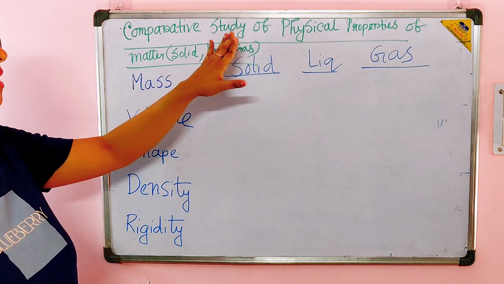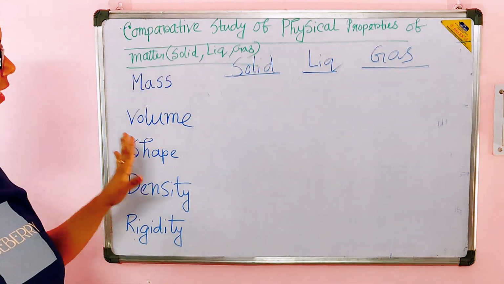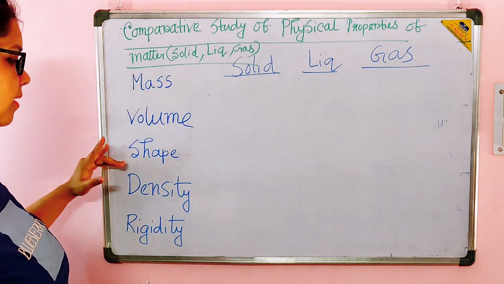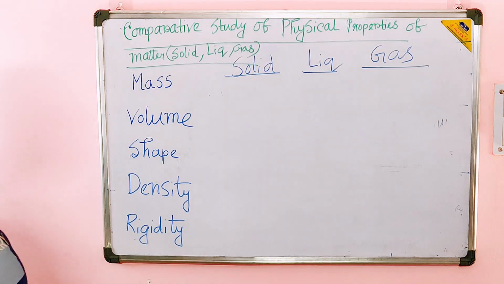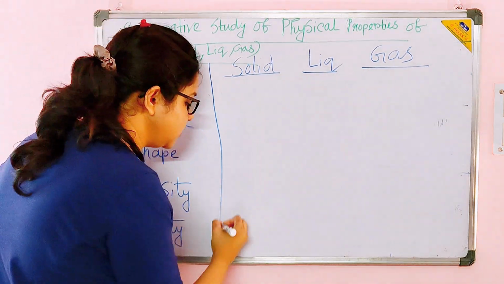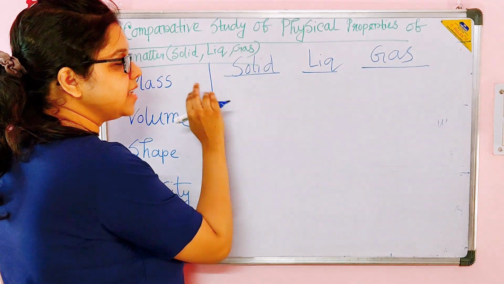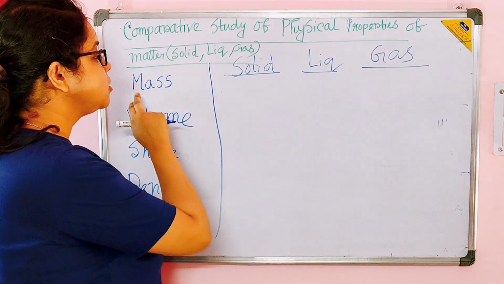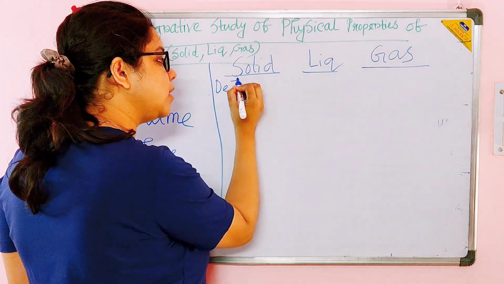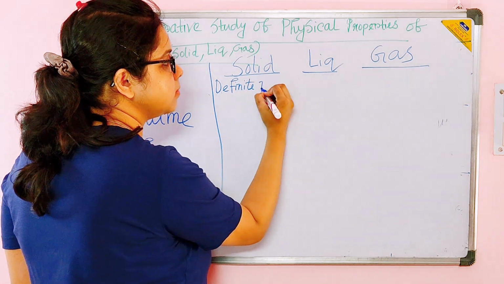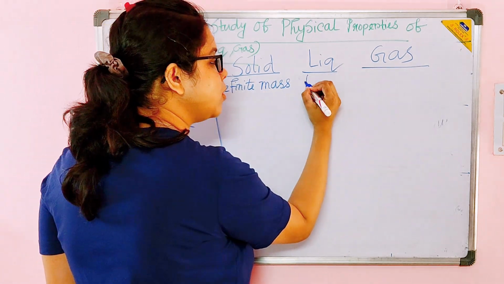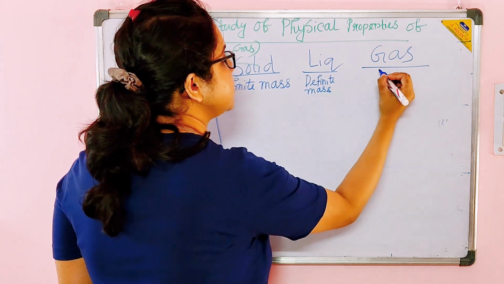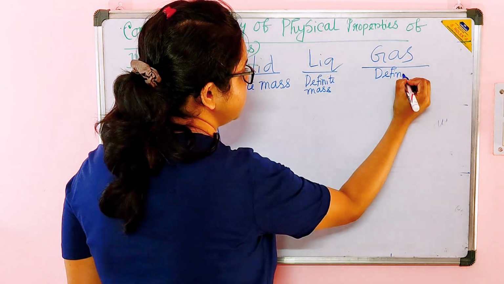Now, the comparative study of physical properties of matter. Physical properties are basically mass, volume, shape, density, rigidity, compressibility, and so on. We can discuss them one by one. As we already know, matter must have some volume, or must occupy some space. So solids have definite mass, liquids also have definite mass, and gases also have definite mass.